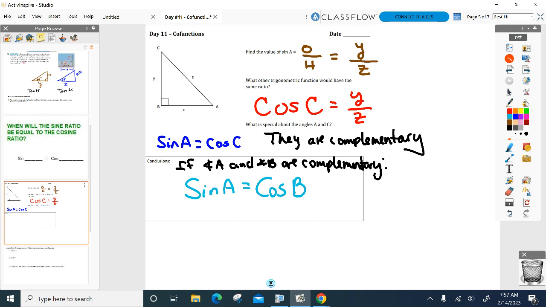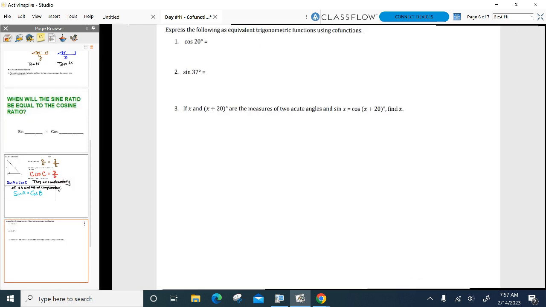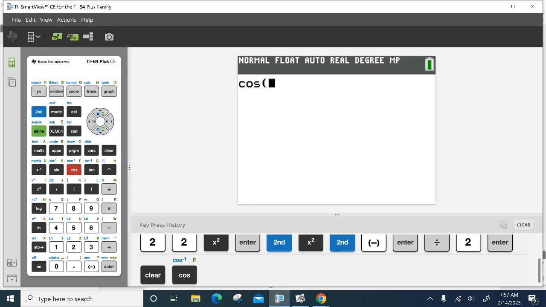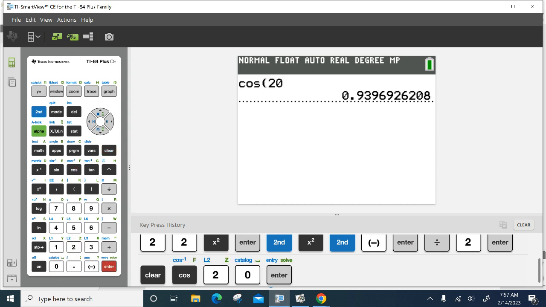All right, let's use some numbers here, and hopefully this is going to start making sense. I want you to write something that's also equal to the cosine of 20. Everyone put cosine of 20 in your calculator. I'll do it too. So cosine 20 gives me this big decimal, right? I want to type something else in my calculator that also equals that decimal.